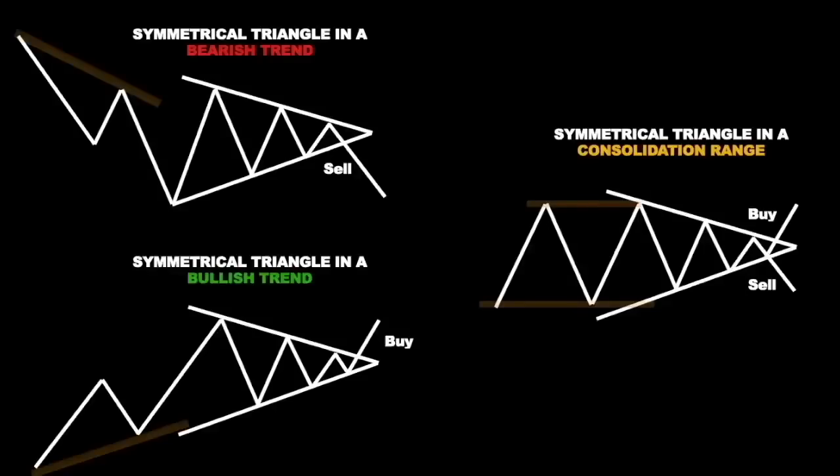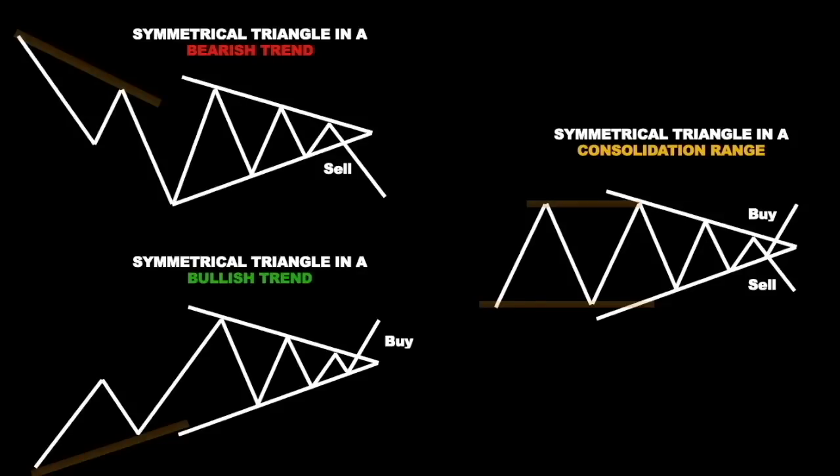Hello traders, in this video we are going to analyze the symmetrical triangle. The symmetrical triangle is a consolidation chart pattern where both the highs and the lows get nearer to each other. There is no straight line in the pattern, like in the ascending or descending triangle, but instead there are two diagonal lines that represent the resistance and the support level.